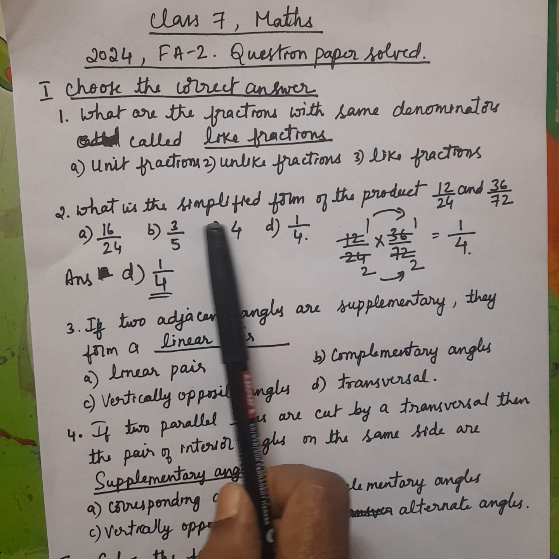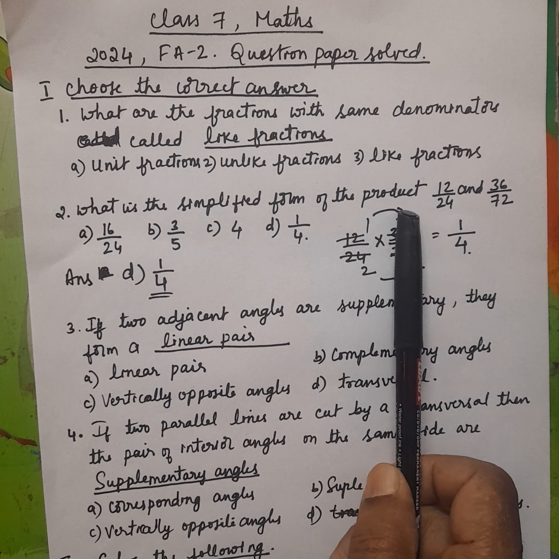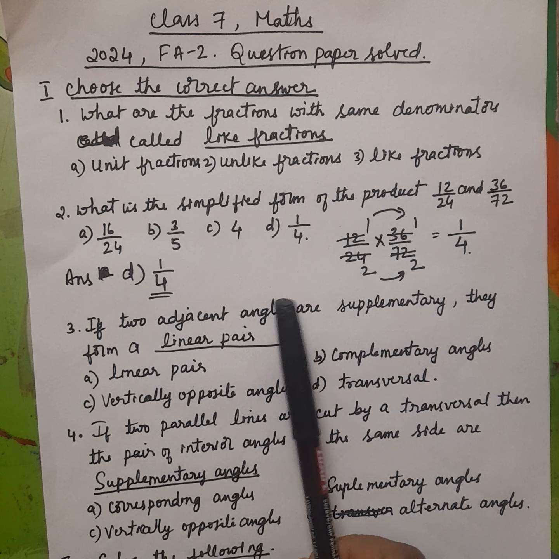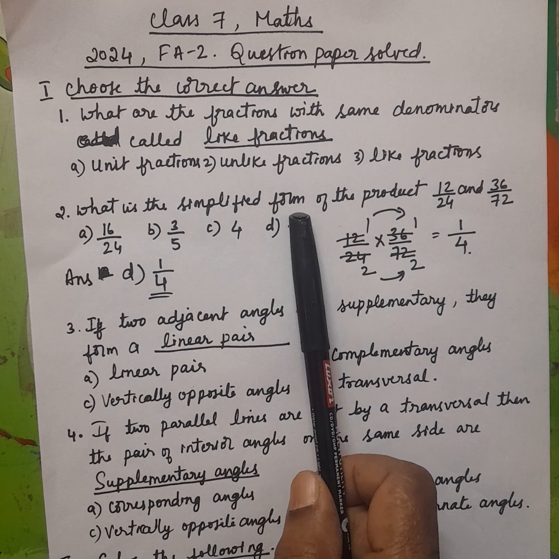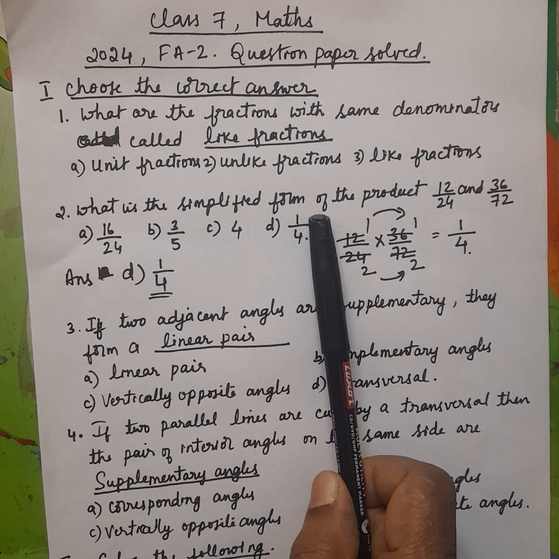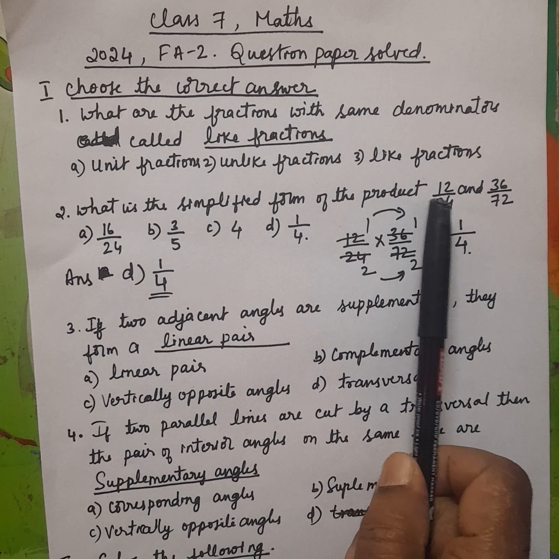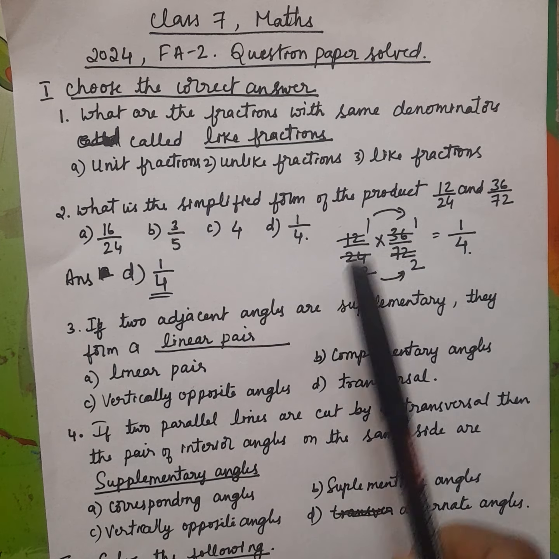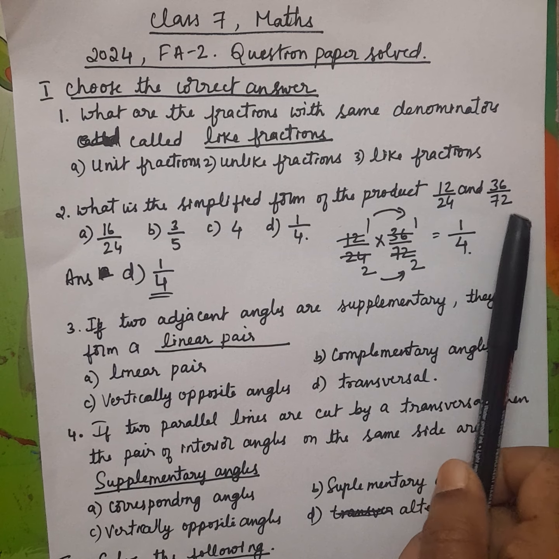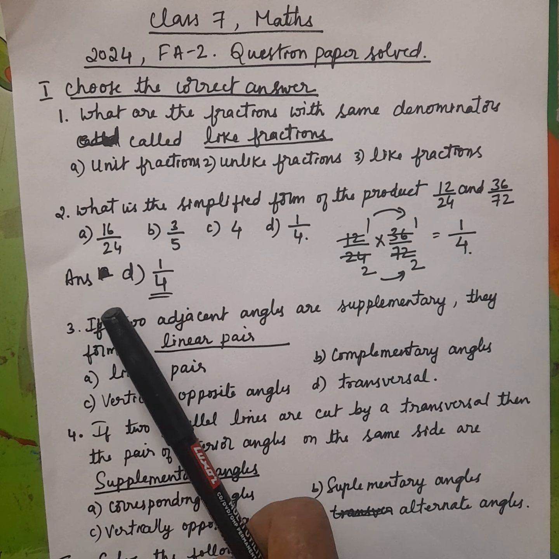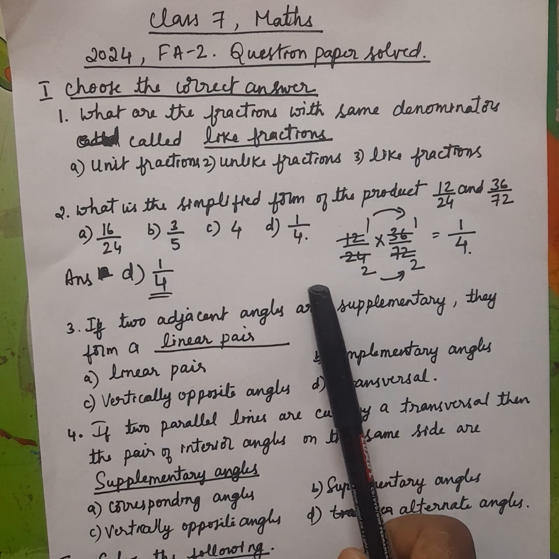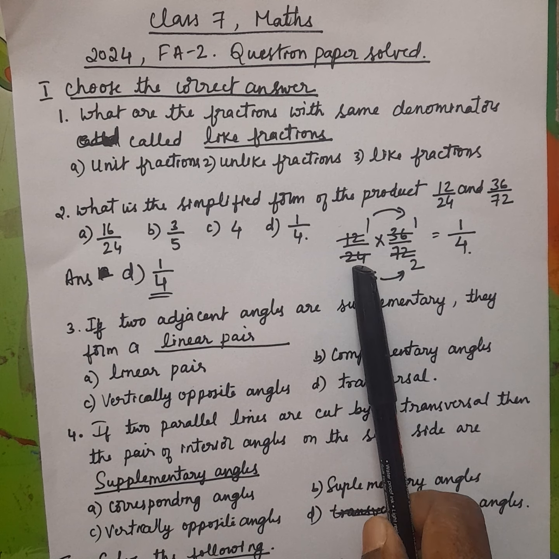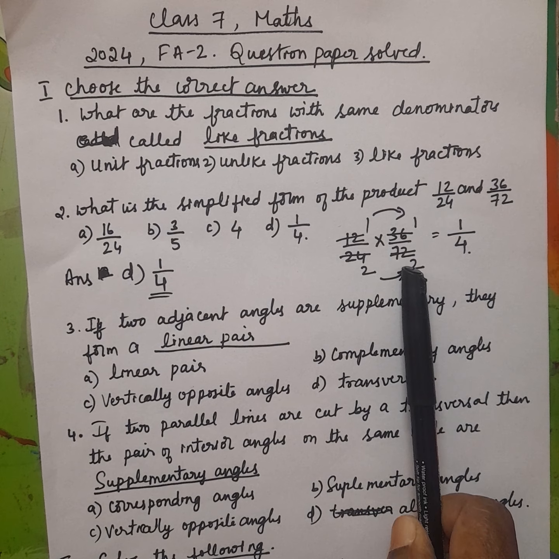Number 2, what is the simplified form of the product 12 by 24 and 36 by 72? Now understand the question. Product means you have to multiply these two. The answers are given. Now you just have to multiply these two fractions. That's 12 by 24 into 36 by 72.